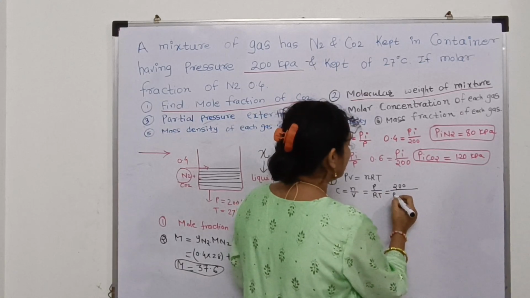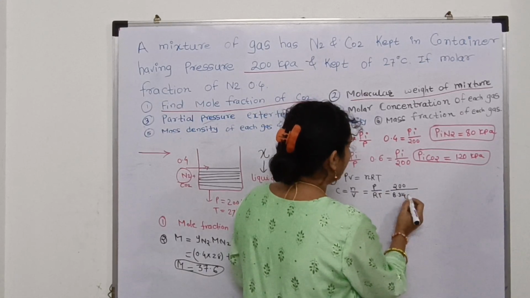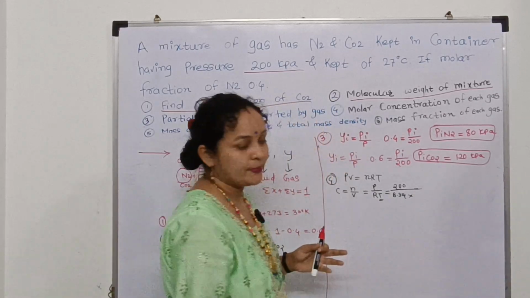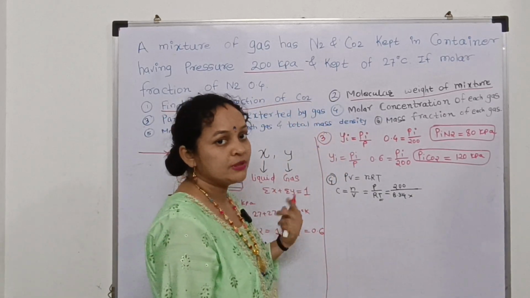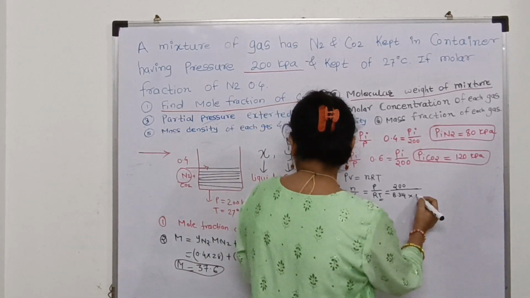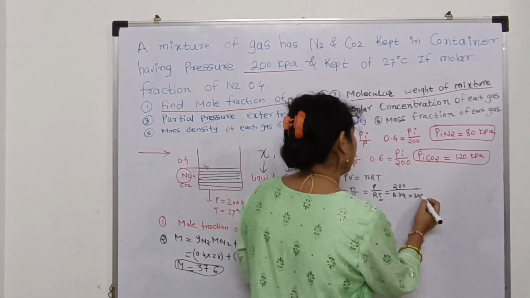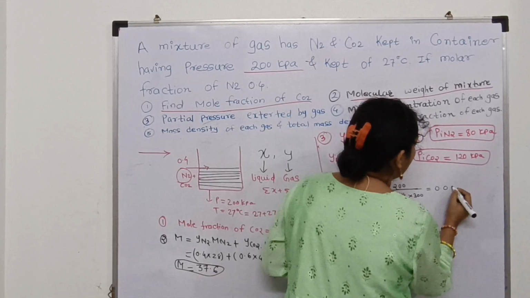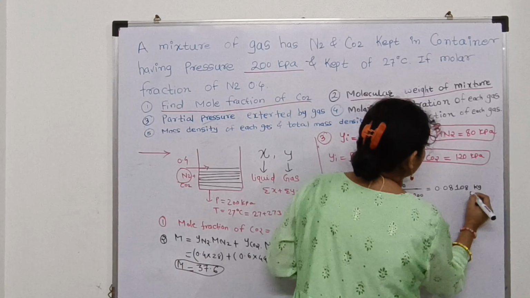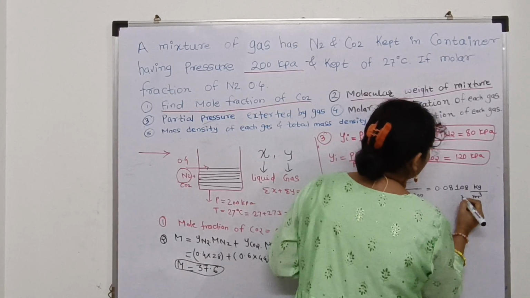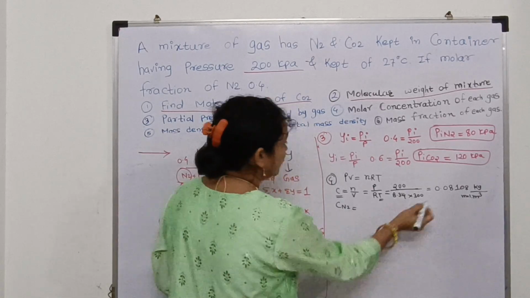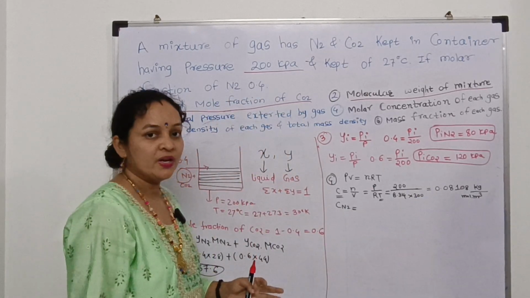Now for R, you are supposed to consider 8.314. This is the universal gas constant. This unit is going to vary with respect to the system of units that you have taken here, right? And the temperature they have mentioned here is 300. So this gives 0.08108 kg per meter cube, the concentration for the N2. So this becomes the whole concentration, right?